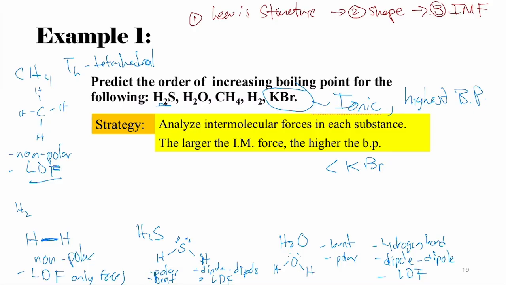So now we have all of the molecules and all of their intermolecular forces, and now we can use that to analyze the boiling point. What do you think is going to go after potassium bromide? What will be the second highest boiling point? H2O, right? Because it has London dispersion forces, dipole-dipole, and hydrogen bonding. So it has all of the potential covalent intermolecular forces. So H2O should go second.